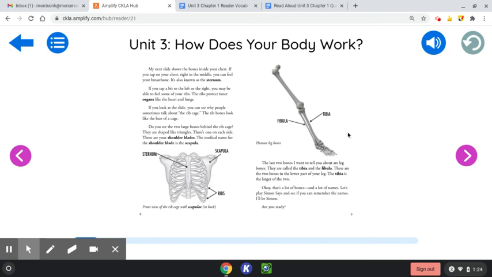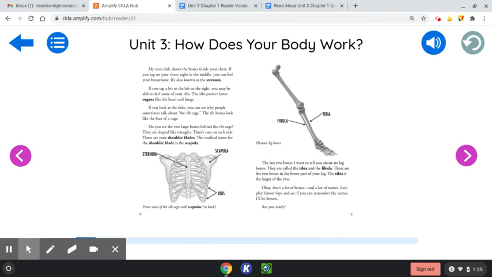Okay, we're moving on to page 9. The last 2 bones I want to tell you about are leg bones. They are called the tibia and the fibula. These are the 2 bones in the lower part of your leg. The tibia is the larger of the 2. Okay, that's a lot of bones and a lot of names.